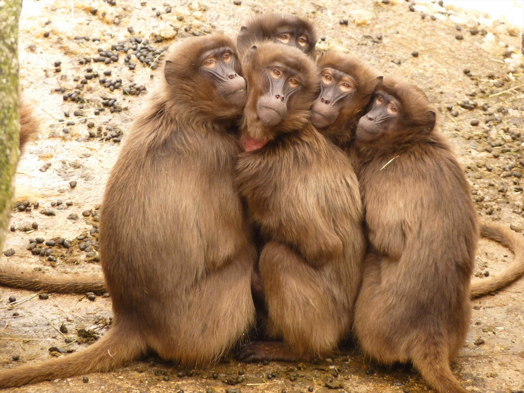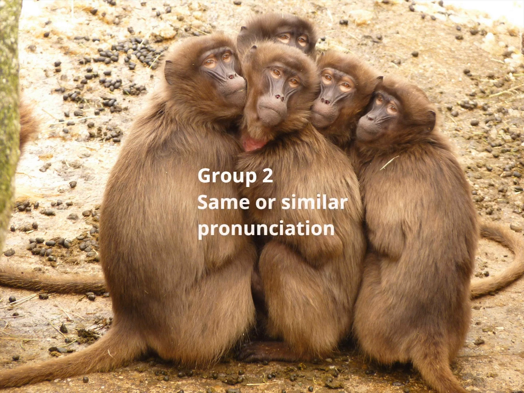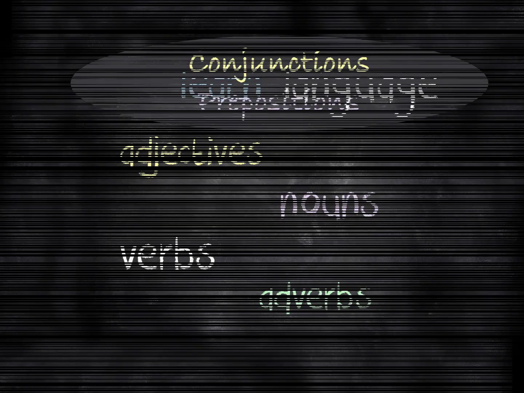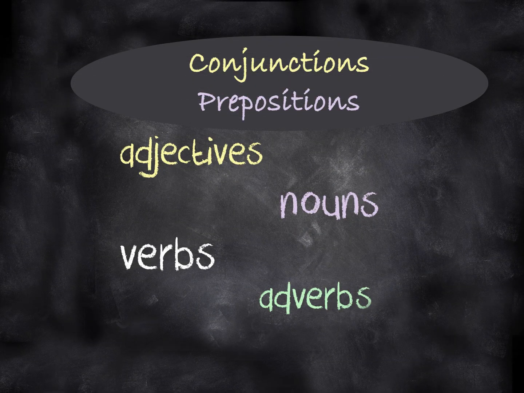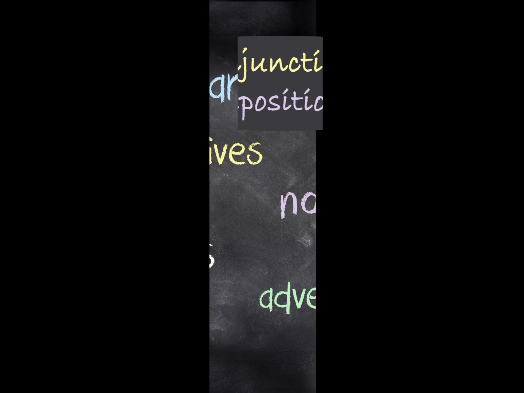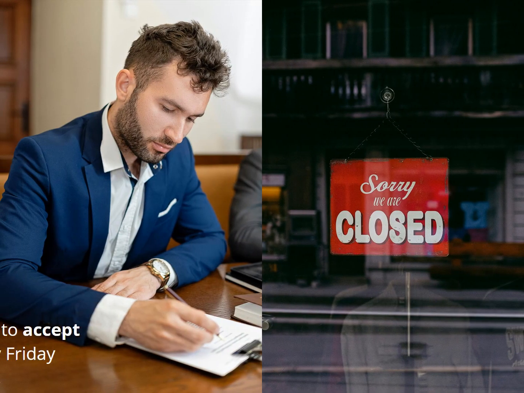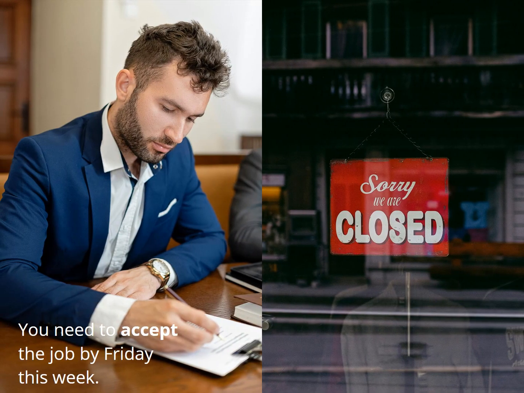Now, with group two, the confusion is due to similar words, as in the pronunciation is either the same or similar, but they are different parts of speech. And remember, parts of speech we looked at like verbs, nouns, adjectives, adverbs. We also looked at conjunctions and prepositions and so on. So look, the first group, and we're going to go alphabetically, you've got accept the verb. So you need to accept the job by Friday this week. And you've got except as in a preposition. We're open every day except Sundays.